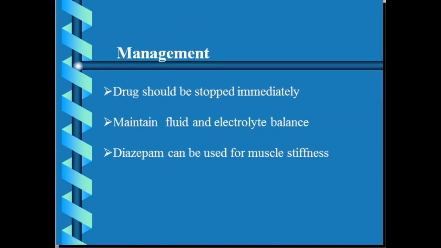Let's move to its management. The drug should be stopped immediately. Maintain fluid and electrolyte balance. Diazepam can be used for muscle stiffness.